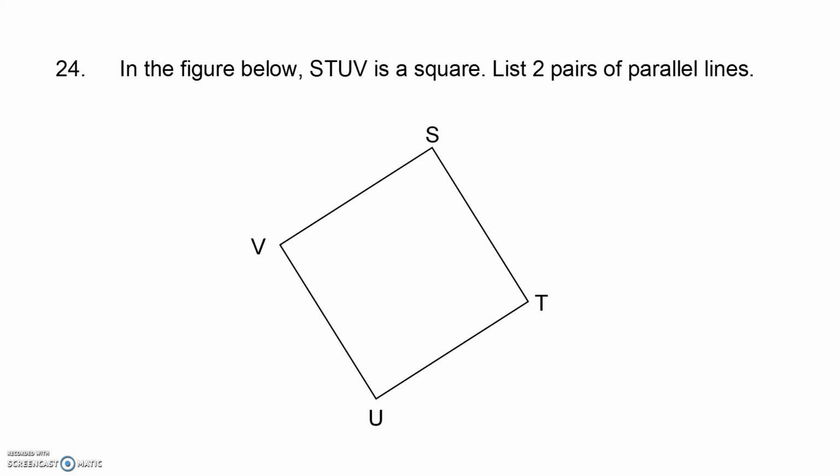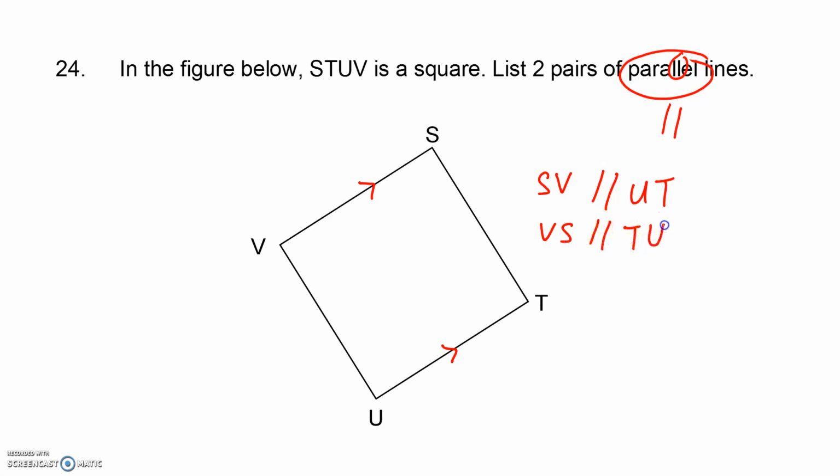Let's go on to question 24. Now, question 24, you will need to find parallel lines. If you remember, parallel has this symbol over here. So, one parallel line will be this one and this one. So, it will be SV parallel to the one below, which is UT. Of course, some of you may reverse the letters. That is fine as well.